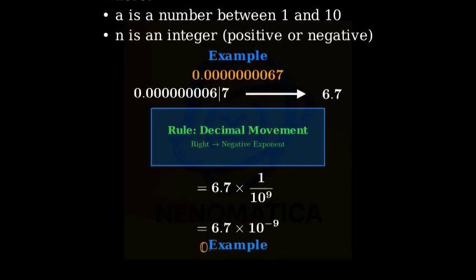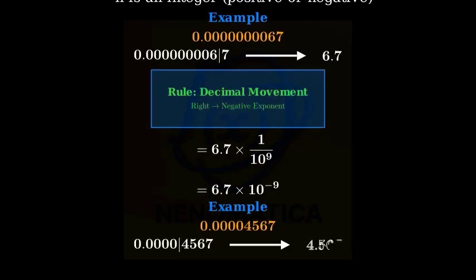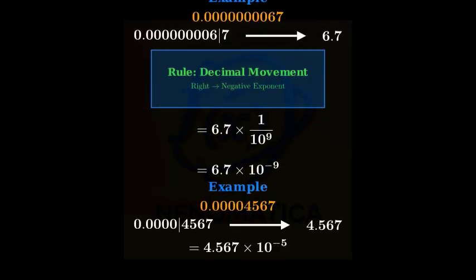We need to convert 0.0004567 to scientific notation. Again, we need to move the decimal point until we have a number between 1 and 10. In this case, we move the decimal point 5 places to the right to get 4.567. Since we moved the decimal point 5 places to the right, we multiply by 10 to the power of -5. So, the scientific notation is 4.567 times 10 to the power of -5.